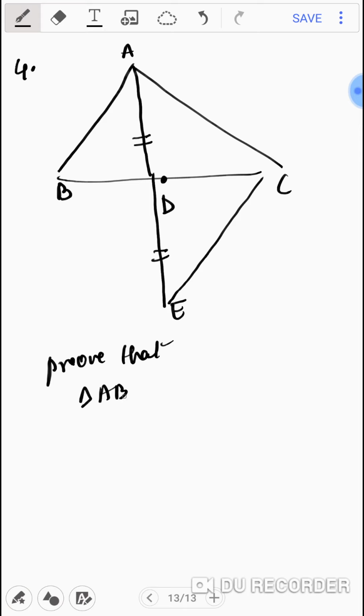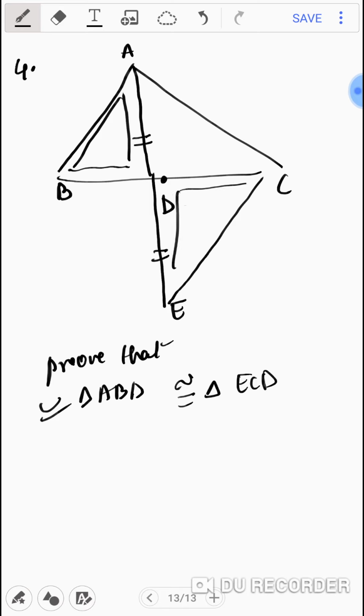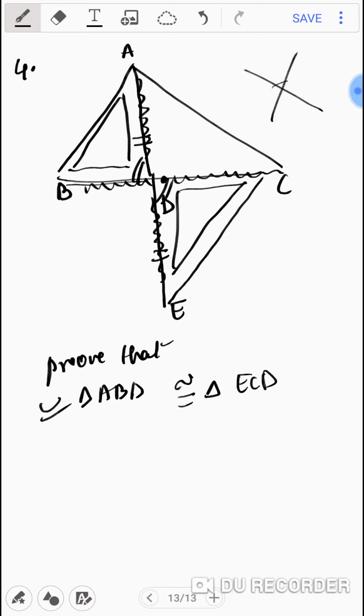Prove that triangle ABD is congruent to triangle ECD. That's your first part. This triangle ABD is congruent to EDC. In that, my dear kids, D is given midpoint of BC. So can I take BD is equal to DC? So that's your first reason. Second reason, it is given that AD is equal to DE. And third reason, if you know, X forming angles are called as vertically opposite angles. So in this case, angle ADB is equal to angle CDE by vertically opposite angles.